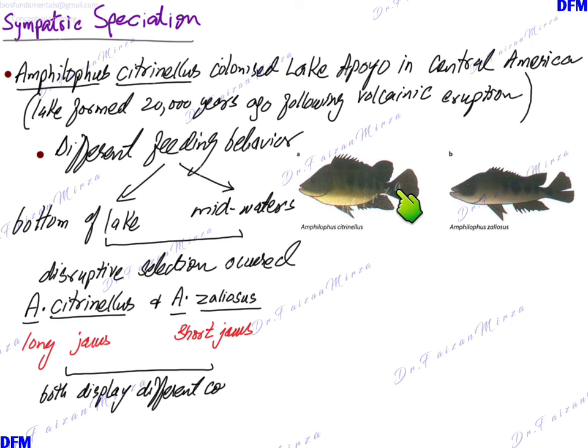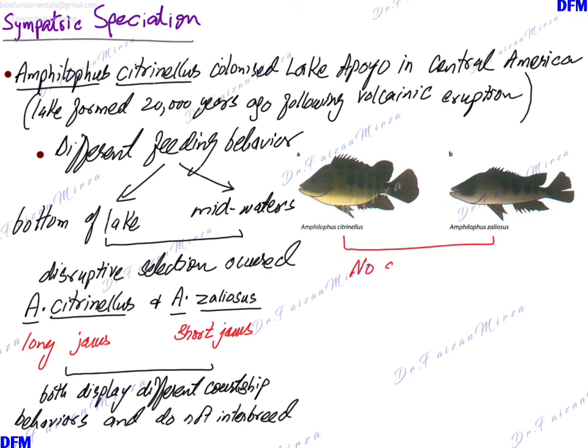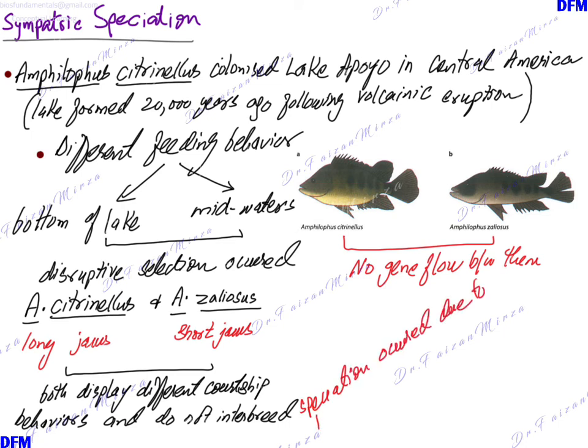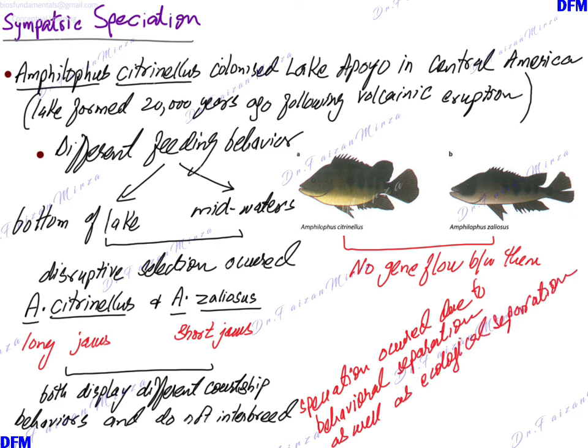The body sizes varied as well, and they both ended up displaying different courtship behaviors. When they display different courtship behavior, they do not mate, they do not interbreed, they do not consider each other as potential mating partners. There is no gene flow occurring between them, and when there is no gene flow, speciation occurred in this case because of behavioral separation as well as ecological separation. But we need to keep in mind that the actual trigger point here was the behavioral separation, where one group of fish decided to stay in midwater and the other preferred the bottom of the lake. Although initially they were the same species, over time they evolved to the set of selection pressures at the bottom of the lake and midwater respectively.